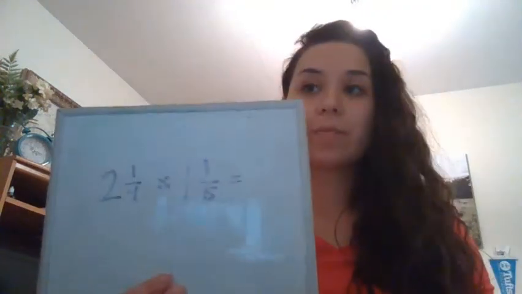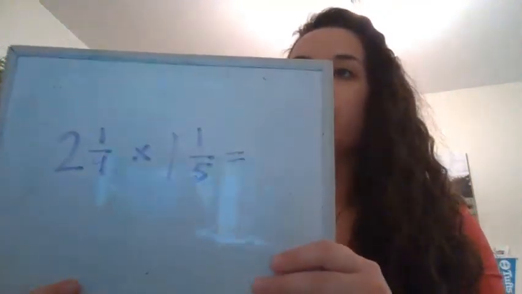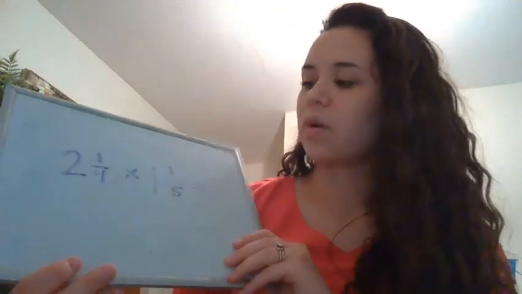All right, so now that we've learned about how to multiply fractions and about how to solve mixed numbers, it's time to put them all together. This is going to get pretty messy, so make sure you have a lot of paper ready to go. Here's my problem. Go ahead and take a second to write it down so you can do it with me. 2 1/4 times 1 1/5.